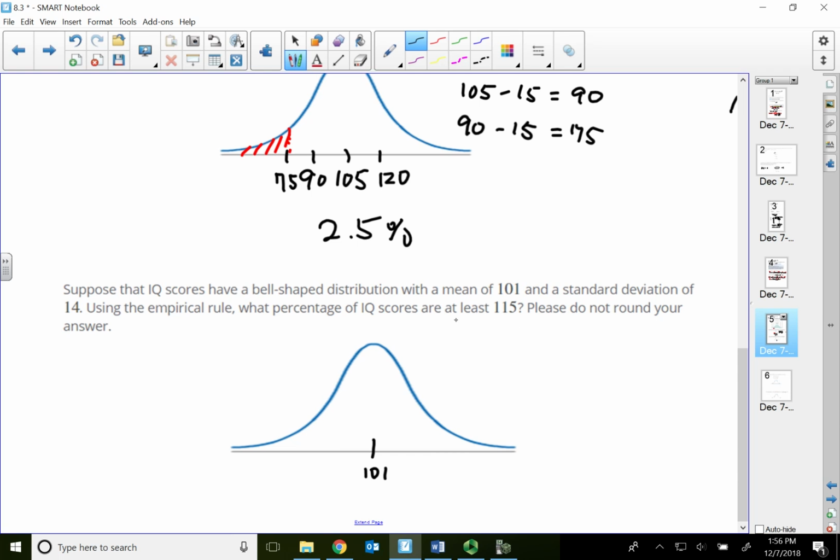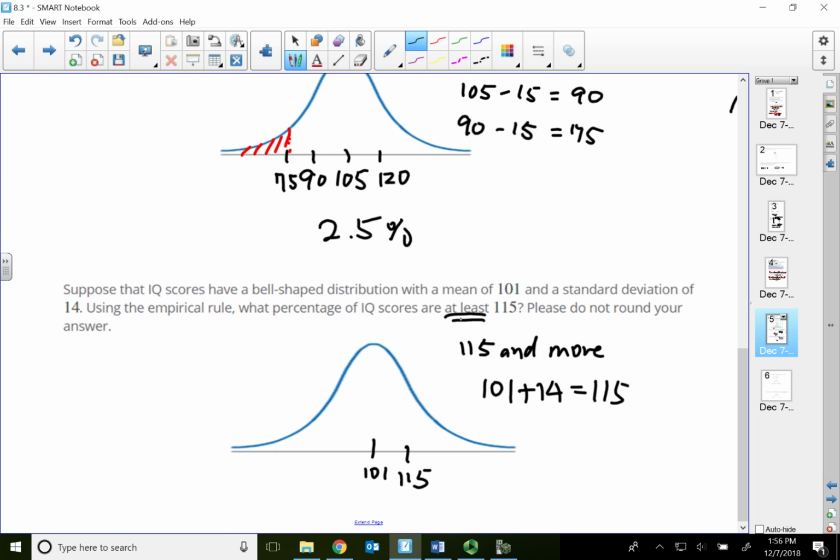At least means 115 and more. More will be going to the right. 115 is located to the right of my mean. So if I go from 101, which is the mean, plus one standard deviation to the right, then I will reach this 115 IQ score.